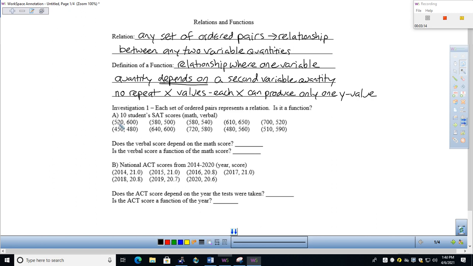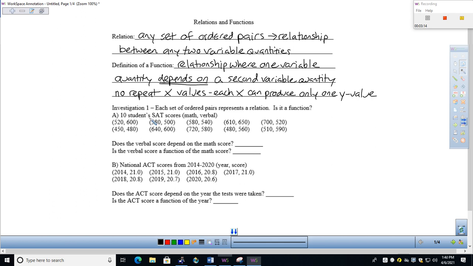So first of all, it looks like 10 students' SAT scores, math as the first value, and then verbal as the second value. So, arguing it, well, you can tell me what you think, but I'll pose the question, does the verbal score depend on the math score? If you look at this value right here, does this 600 have any correspondence to that 520 right here? Did this number depend on that number? Did this 500 depend on that 580, et cetera, et cetera?